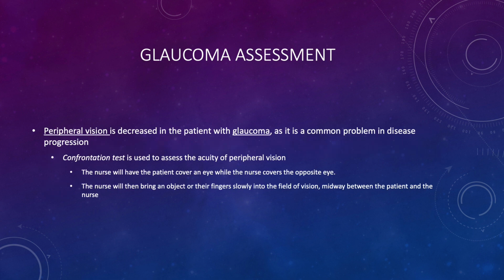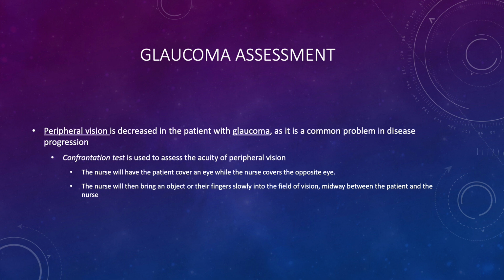So when we're talking about assessment for glaucoma, we are doing a peripheral vision check because it is decreased in the patient who has glaucoma. And think about it, the intraocular pressure is so bounding, and it is so overencumbering that it's going to be a common problem of that disease progression. Because think about it, if I'm swelling that intraocular pressure, as I swell, I'm going to lose my field of vision, if that makes any sense, just because you can only hold so much and then you start dropping things, right?